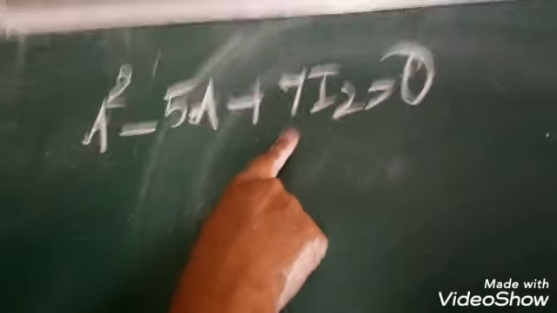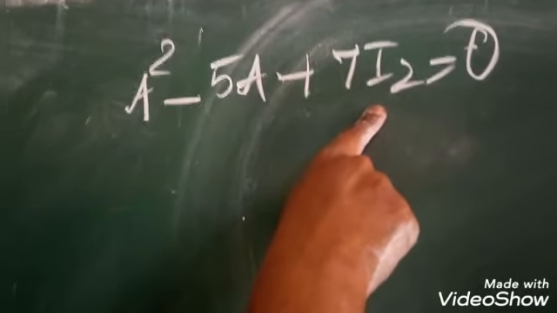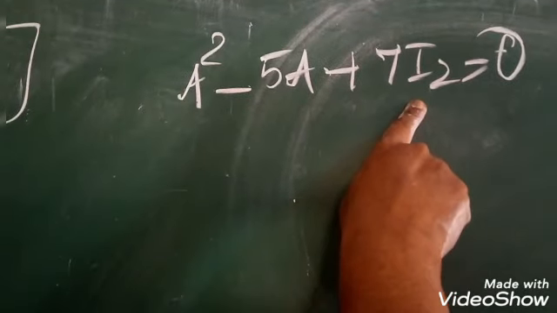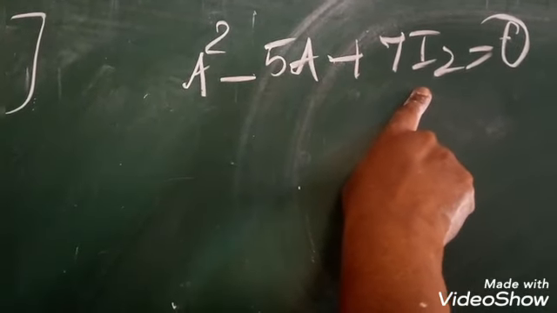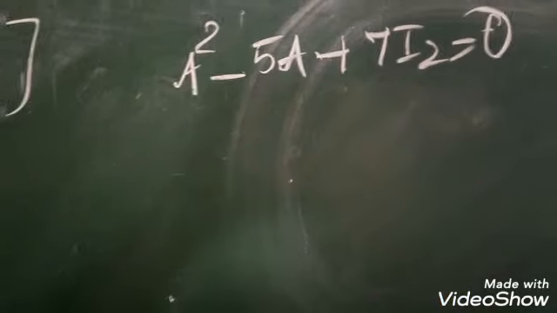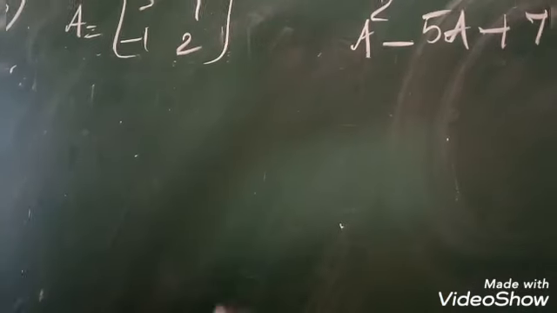Then afterwards 7 into I2. I2 means, you already know, the unit matrix. So multiply with the 7 and you have to simplify. You will get the 0 matrix or null matrix. Okay. Can you do it, girls?